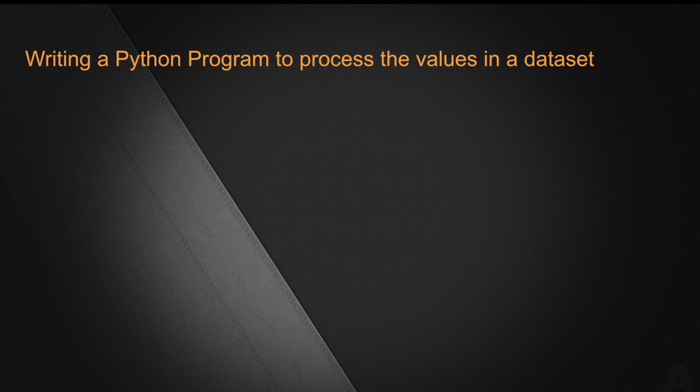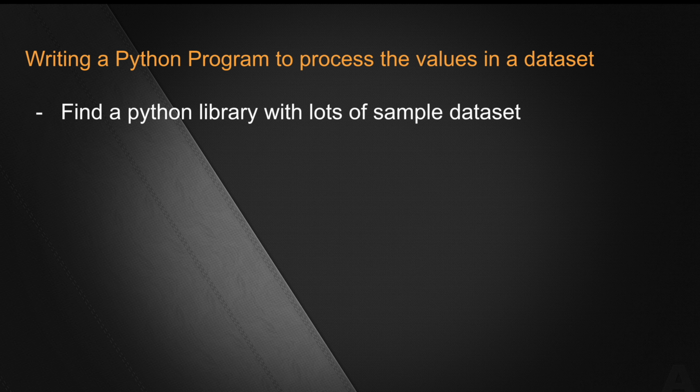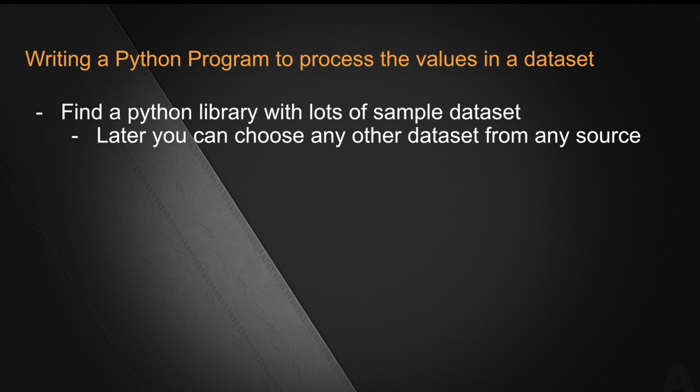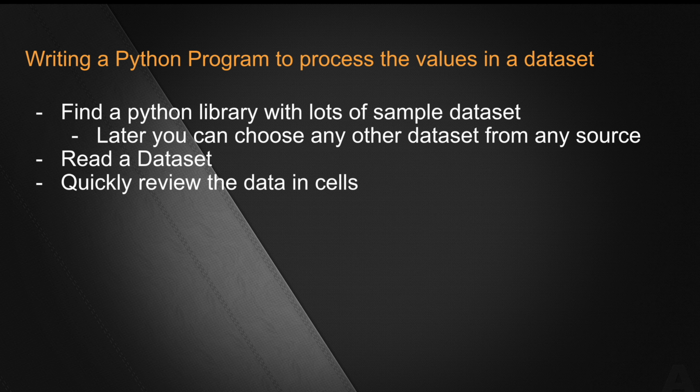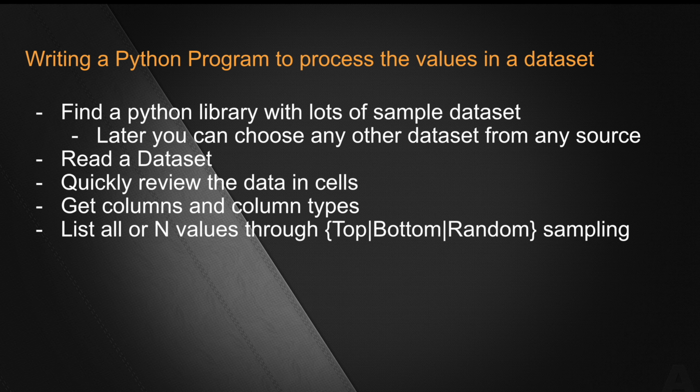However, the code which we are going to write in this video is going to use the Python programming language. So first, we need to find a Python library which has lots of sample data sets so that we can use the sample data sets available in the library. Later, we can extend the code to read the data set from any other source, from reading from disk, getting the data set from a website or from any remote resource. Next, we need to read the data set based on the library which we have selected. Quickly review the data in cells, getting the various columns we have and the type of these columns, listing all or n values through various sampling methods such as from the top, from the bottom, or random sampling.